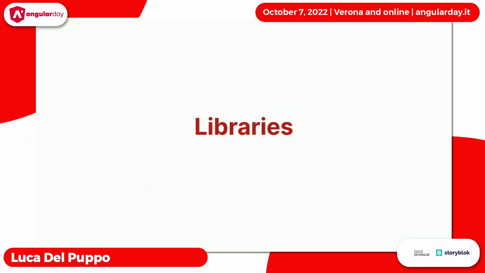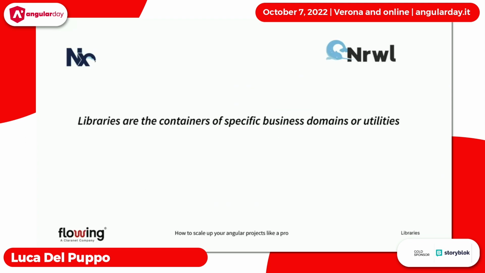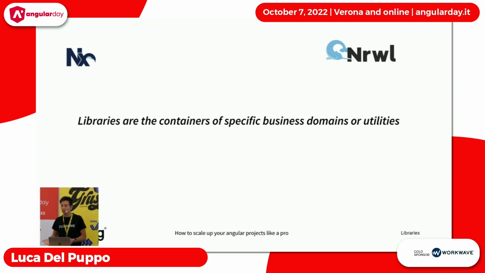Okay, it's time for libraries. Libraries in NX are the container of your business logic or utilities. You can see the library as the container of a specific boundary. It's important to keep in mind that libraries in NX are not npm packages. So maybe one library could become an npm package, but inside of NX it is only a container.